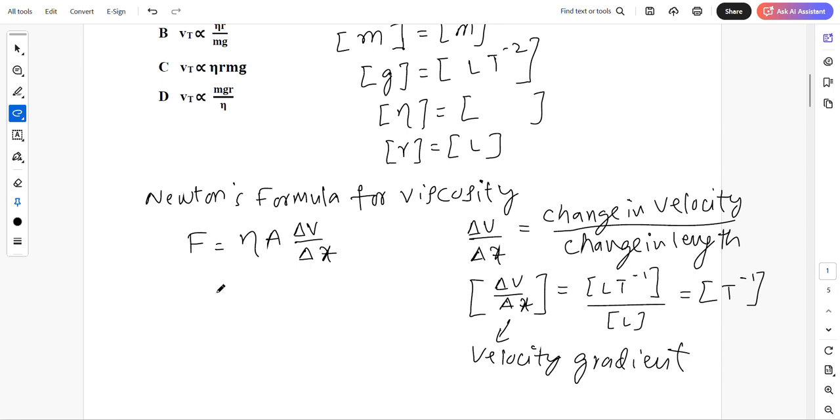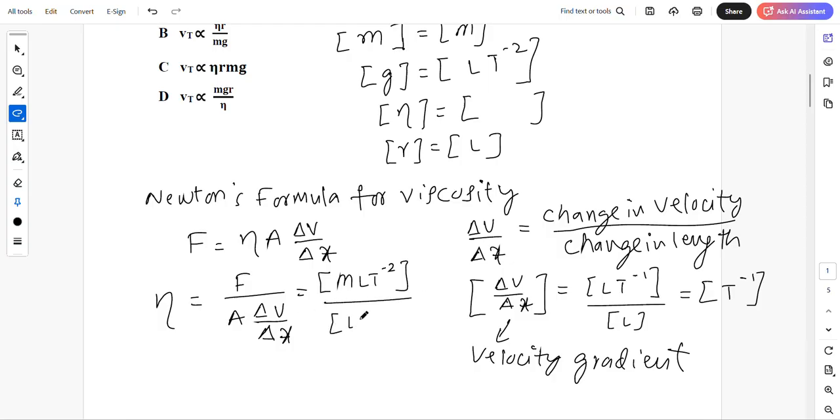Now let us simplify for eta. Eta is equal to F divided by A into delta V by delta X. Okay. Let us write the dimension of F. What is force? Force is equal to mass into acceleration. Mass into acceleration means M LT to the power of minus 2, divided by dimension of area means L square. Okay. Dimension of delta V by delta X, just now we calculated, is T to the power of minus 1.